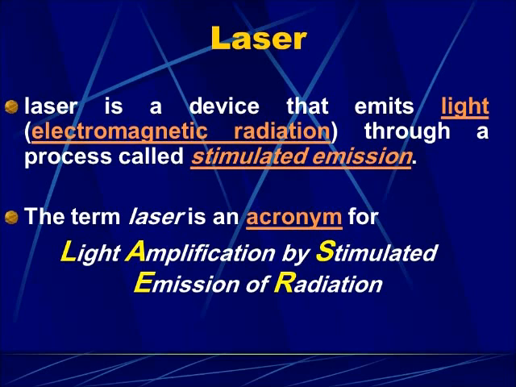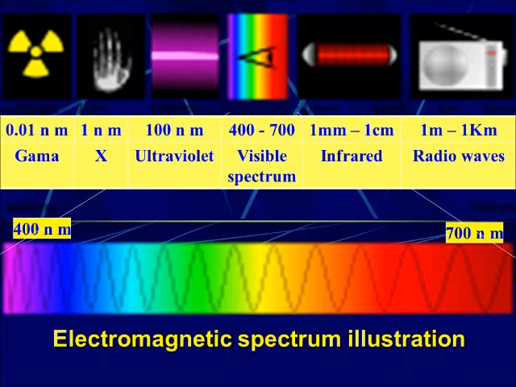The laser is a device that emits light, electromagnetic radiation, through a process called stimulated emission. The term laser is an acronym of light amplification by stimulated emission of radiation. Here is the electromagnetic spectrum. It consists of 3 parts. The first one is invisible, which includes gamma and X-rays. The second one is the visible light. The third one is invisible, and it includes the radio waves. The power is shortened from here to here, so we can consider that gamma has the most power to penetrate. So it is used in surgery as a gamma knife. And the least one is the radio waves. The laser is in this visible light place.